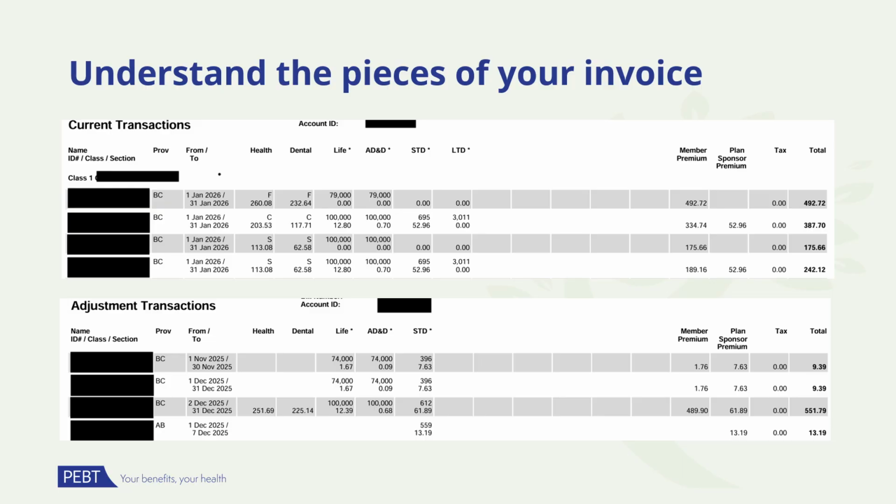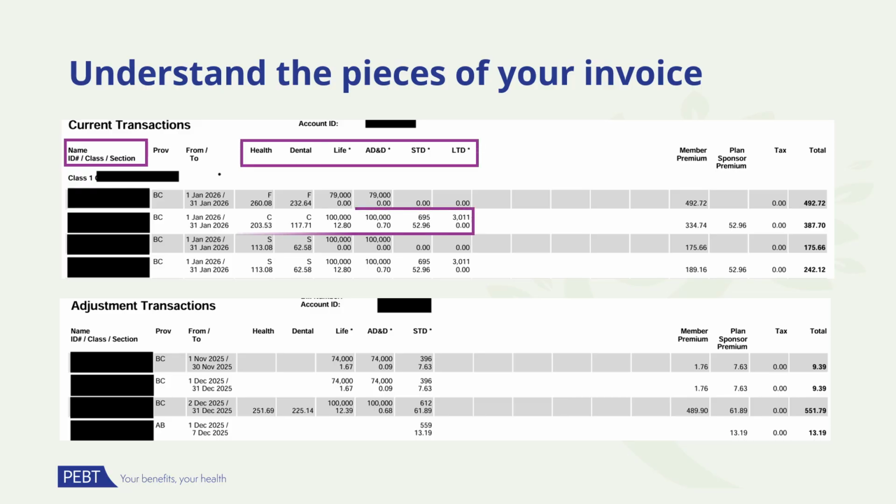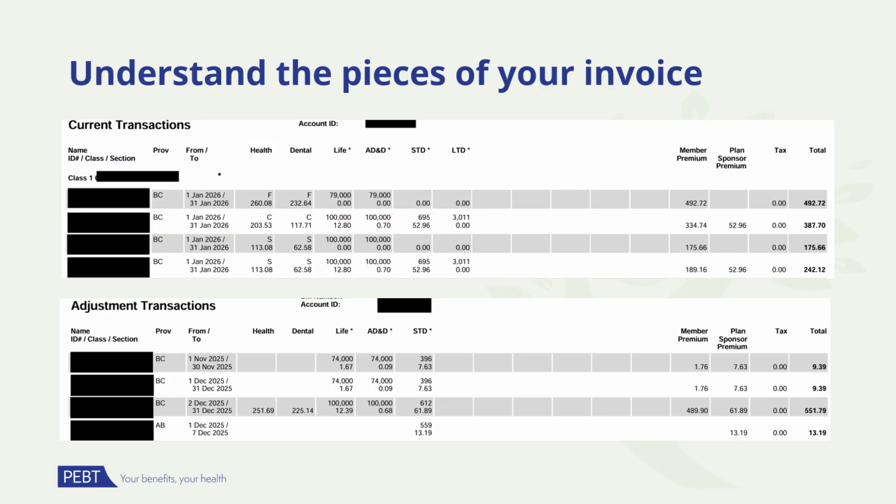The current transactions section shows you all employees by division and class, the benefits they are covered for, their benefit level or volume, and the premium or contribution rate charged for each benefit. There is also a breakdown of costs by employee and district, shown under the member and plan sponsor columns, if your district has provided cost-sharing rules that can be configured into the system. It also includes any applicable tax and then the total amount due by employee.